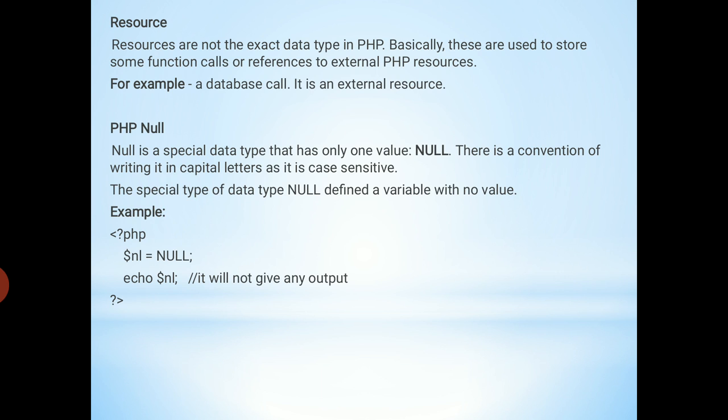Next special data type is PHP null. It is a special data type which can have only one value, null. The convention is to write it in capital letters, though it is case sensitive. The special data type null defines a variable with no value. Write a script, declare variable $n1 is equal to null. Echo $n1. Script is completed. Then web browser output displayed is null.